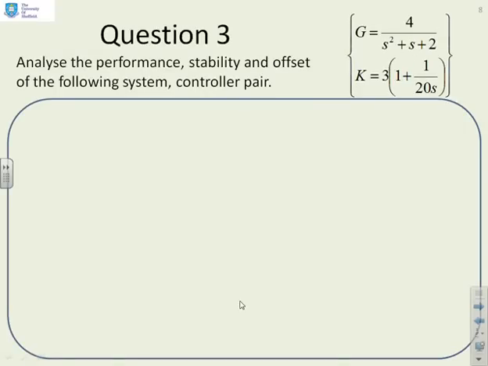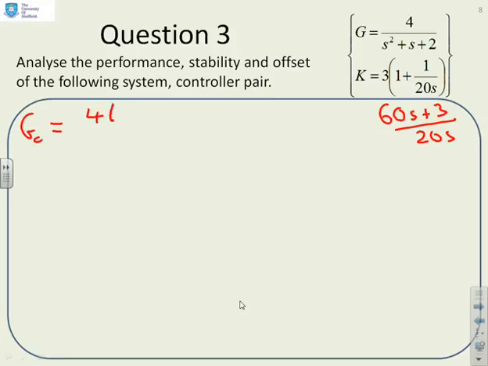Right, third question. What have we got here then? So you're given a compensator and a system, so let's investigate these. Again, what I'll do with this k before I continue is rewrite it in a form which might be slightly more helpful: 60s plus 3 over 20s. So let's work out what Gc is.